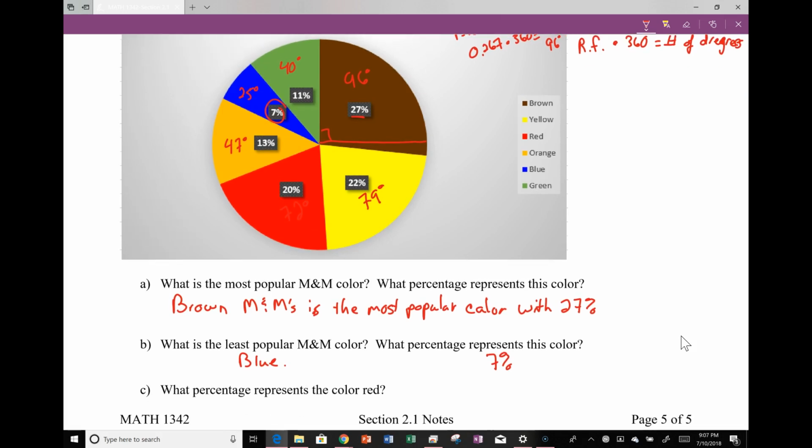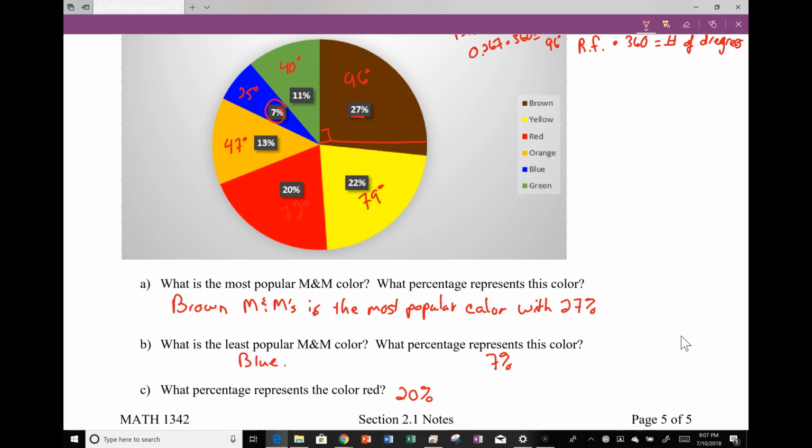What percentage represents the color red? Well, if I look up here, and you'll notice over here there's a legend. Brown does actually represent brown. Yellow does actually represent yellow. Sometimes they don't actually represent the actual colors. So make sure you look at this legend to see what they actually represent. So what percentage represents the color red? That would be 20%.